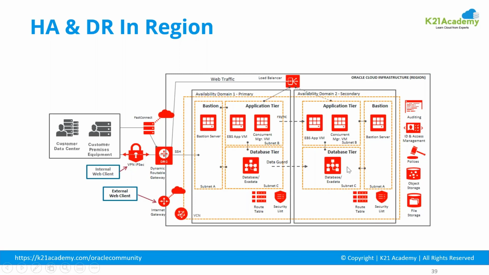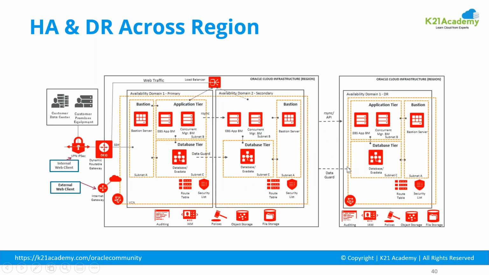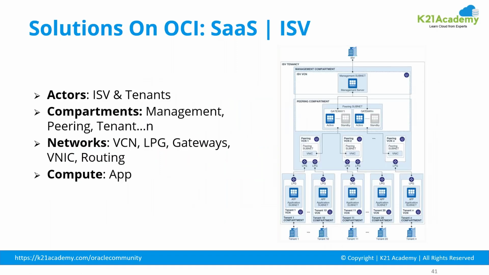So this is regional. What if I want to go across regions? I can do the same thing. I can extend this. I can have another network in a second region, extend it, and do my database replication and application file system replication across regions as well. That's totally doable, and these are the kinds of things you'll be building as an architect. You should be building across regions. So this is on a high level.